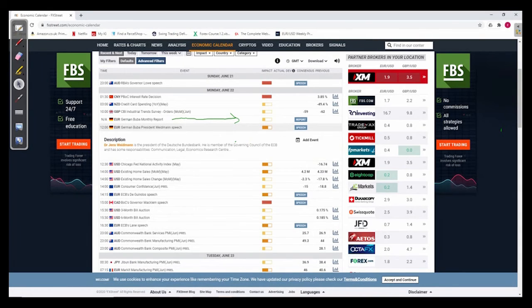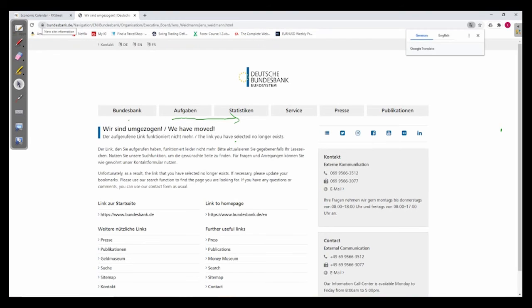And this is the definition. This speech event is that Dr. James Weidman, the president of the Dutch Bank, is a member of the Governing Council of the ECB and has some responsibility in communications, legal, economics, research center. He's going to make a speech tomorrow. Now, when he makes a speech, that will make a difference, right?